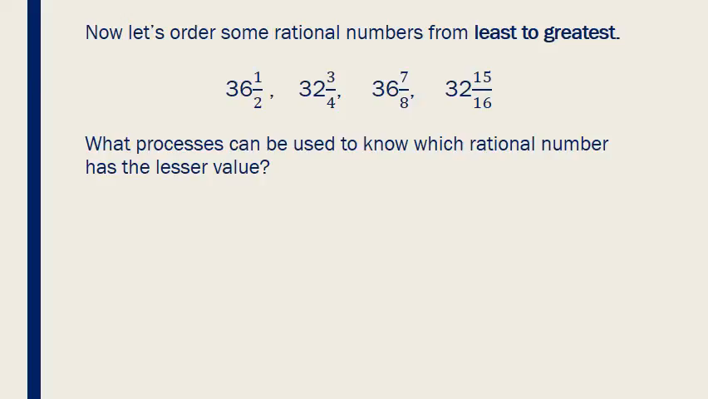So I want you to look at your partner right now. I want you to discuss what process can be used to know which rational number has the lesser value. Why can you automatically eliminate 2 of them just by looking? I'm going to give you about 10 seconds to discuss. Okay, Jorge, tell me what you and Austin said.